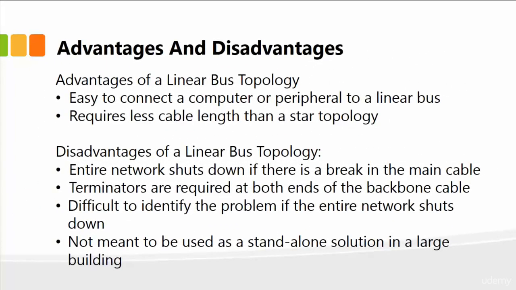So once again, the advantages and disadvantages of the bus topology: it's easy to connect a computer or a device to a linear bus. Simply hook on the computer, connect the cable, and you're on the network. You can share resources. It requires less cable length than a star topology. The disadvantage is that obviously the entire network shuts down if there's a break in the main cable. The terminators are required at both ends of the backbone cable. It's difficult to identify the problem if the entire network shuts down. And that's the most cumbersome part of having a bus topology.